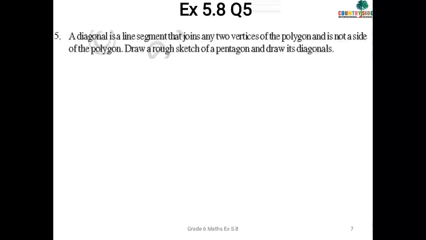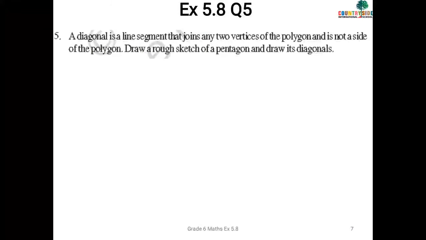So scholars, now let's solve question number 5, the last question from this exercise. A diagonal is a line segment that joins the 2 vertices of the polygon. Draw a rough sketch of a pentagon and draw its diagonal. Okay, so underline this statement that you have to draw a pentagon and you have to draw its diagonal. So everyone knows what is pentagon and everyone knows what is diagonal.